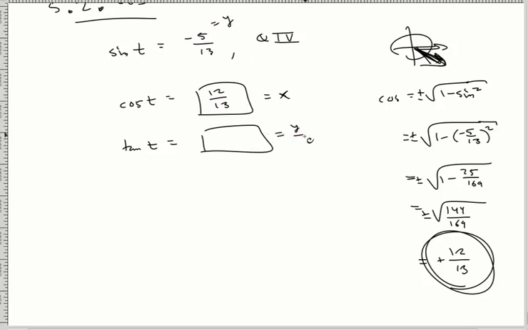Tangent is y over x. Now that I got x and y, I can just put them over one another. So y over x. Notice that my 13s are going to cancel. Leaves a negative 5 over 12.